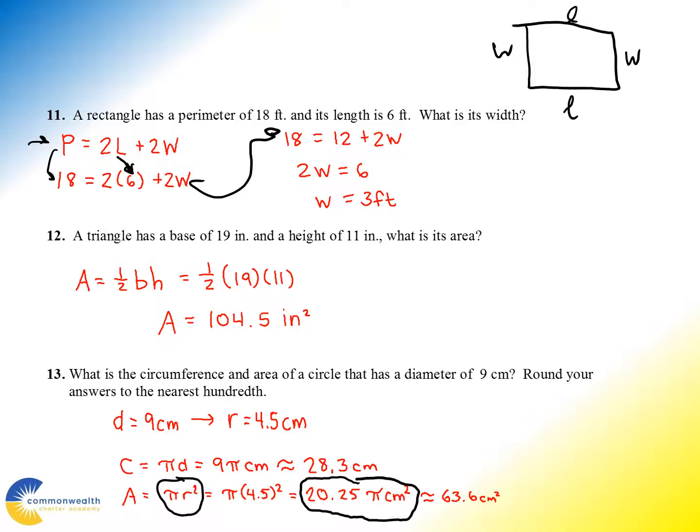And don't be surprised if you see answers like this represented in your textbook from time to time, on tests and quizzes and things like that. You may have already seen some. But since here they say round your answer to the nearest hundredth, that means they maybe want you to evaluate it a bit further and carry out the calculation. And 20.25 pi is about 63.6. In this case, it's going to be square centimeters.